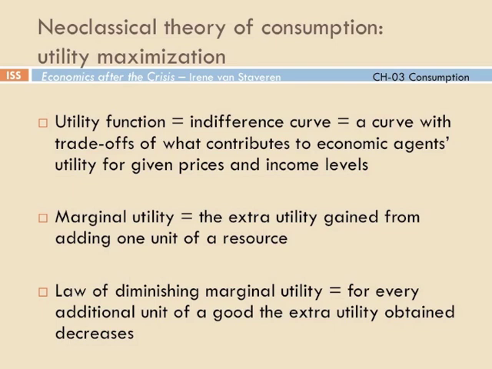Remember from chapter 1 that neoclassical economics relies on economic agents maximizing their utility. So they also maximize their utility from consumption. And they do so also obeying the law of diminishing marginal utility that we have discussed earlier in chapter 1. So the more you buy of a good, the less additional utility the extra units of that good provide.